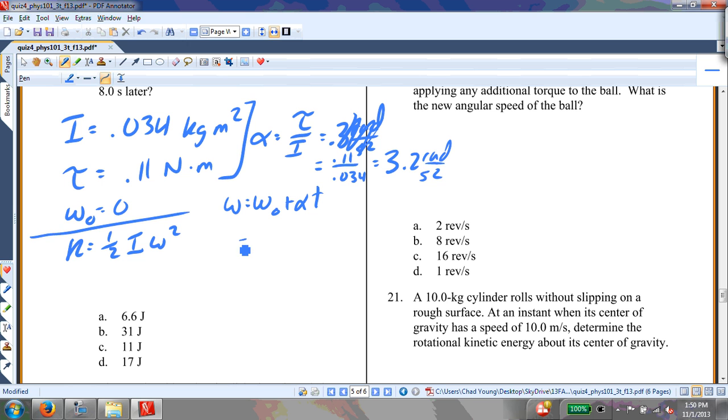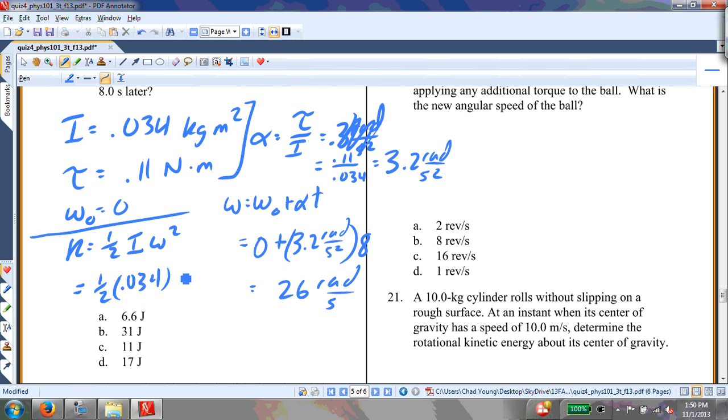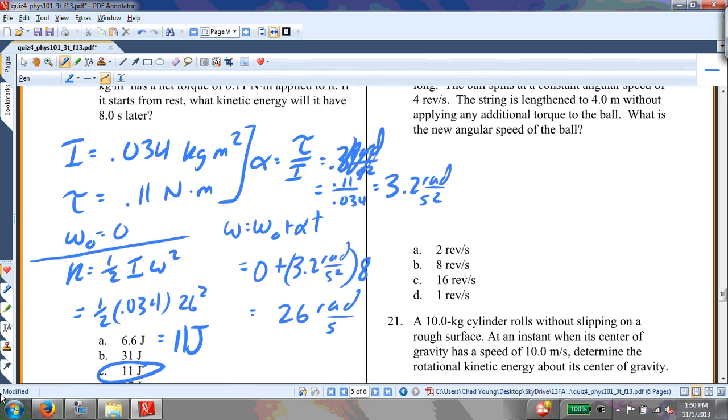Alright, now I find omega, which is going to be 0 plus 3.2 times my time, which was 8. I get 26 radians per second. And now I put it in over here. 1/2 of my moment of inertia, 0.034, times 26 squared. I get 11. So C. What number was that? Number 18 should be C.